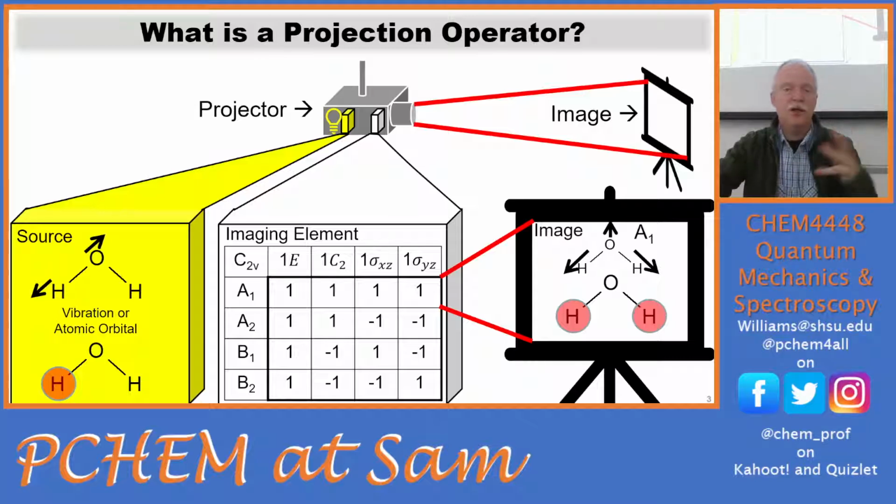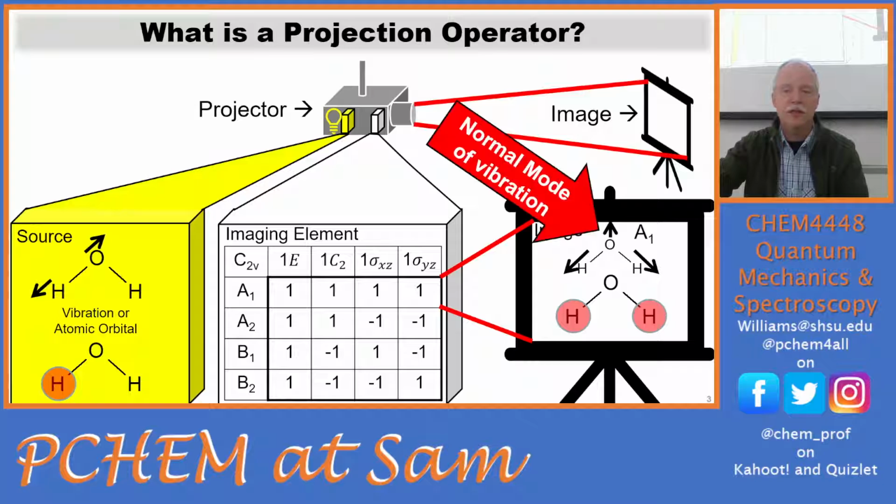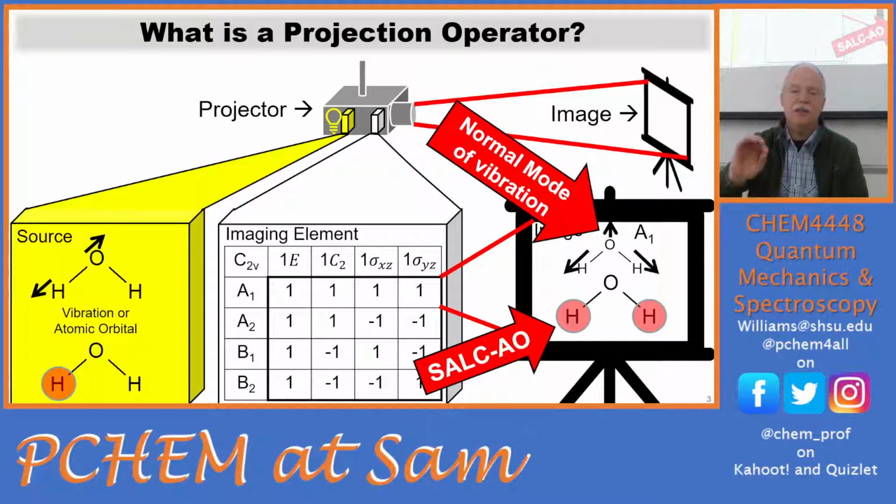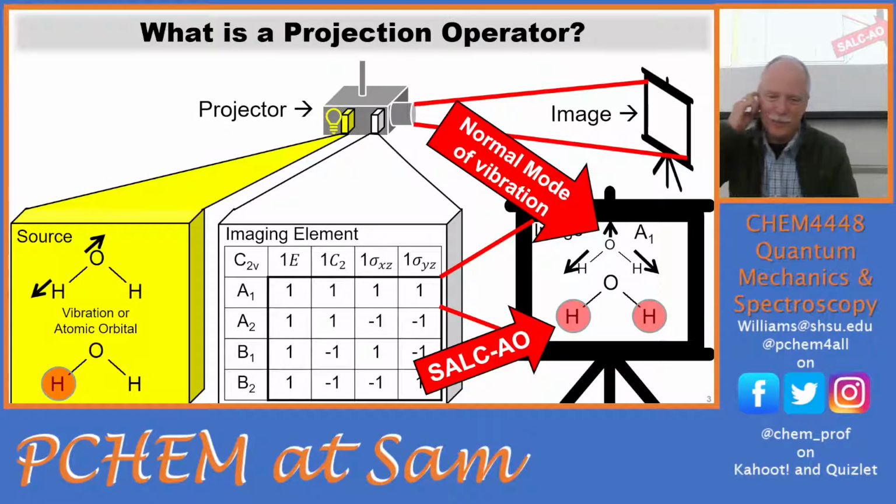So let's practice. Today we're going to go through a couple of examples of this. This would be what we call those normal modes of vibration. And so these arrow motions, in Gaussian, would calculate the frequency of that vibration by moving those atoms just a slight amount, calculating the second derivative of that energy curve, and that would give you the vibrational frequency. And then these are the SALC-AOs, the symmetry adapted linear combinations of the atomic orbitals.